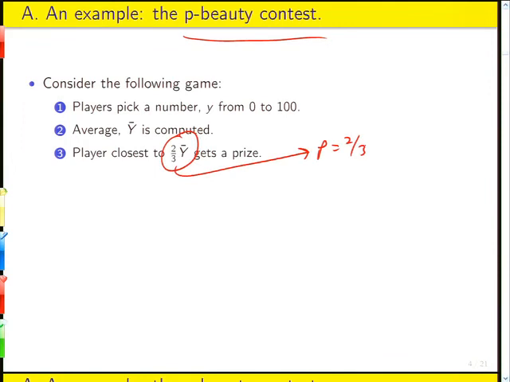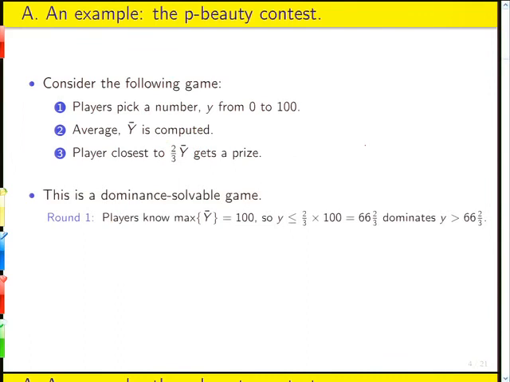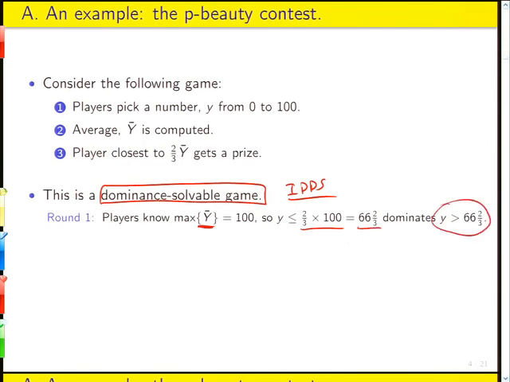Okay. So to find the Nash equilibrium, it turns out we can use iterated deletion of dominated strategies, IDDS. That acronym will come up again later in the lecture. Okay, in the first round of deletion of dominated strategies, players with their heads screwed on tightly will observe that the maximum possible y bar is 100. If everybody, for some bizarre reason, wrote down 100, that's the highest that y bar, the average, could possibly be. So obviously, any y that is less than 2/3 of that, that is to say less than 66 2/3, dominates any y that's above. So nobody in their right mind, nobody who is computationally unimpaired, would choose to write anything down above 66 2/3.